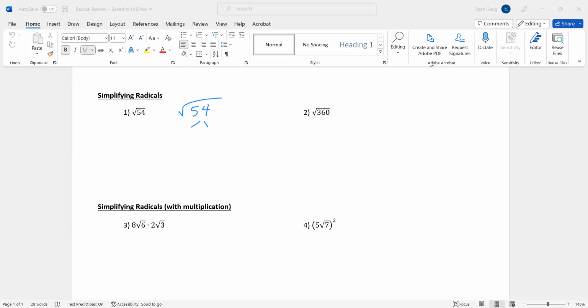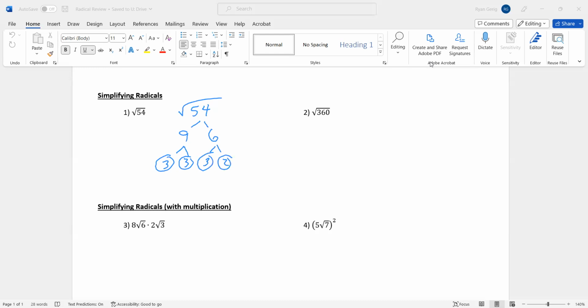So I'm breaking this down into its prime factors. So any two numbers that multiply to 54, except for one, you can't use one. So 9 and 6. Are either one of those prime? No, so I'm going to keep going. 9 breaks down into 3 and 3. Those are both prime, so I circle them. That means I'm done with that part. 6 breaks down into 3 and 2. Both of those are prime as well.